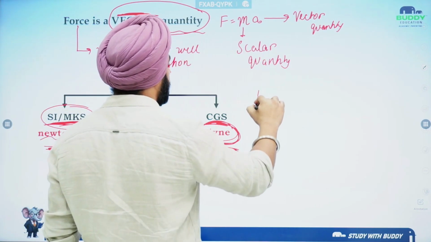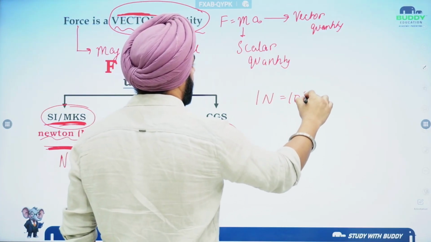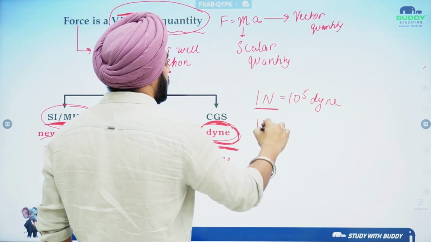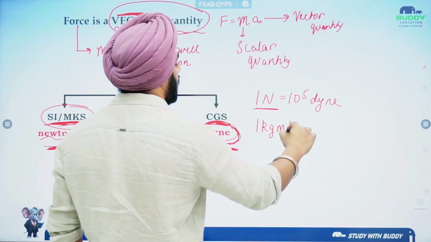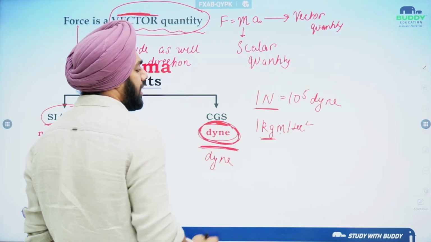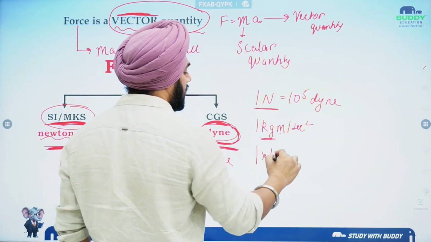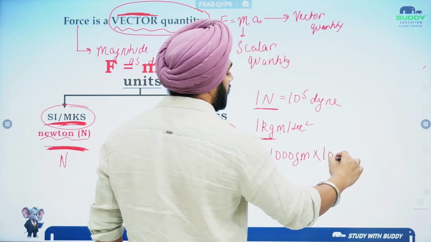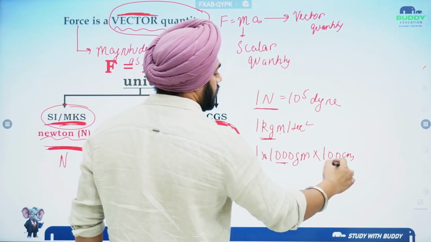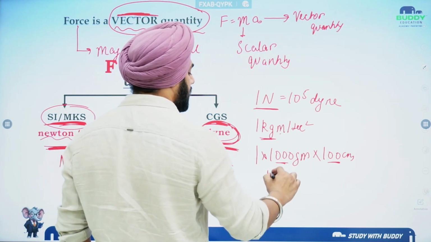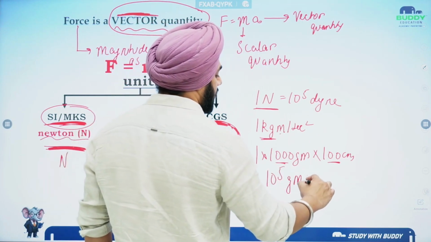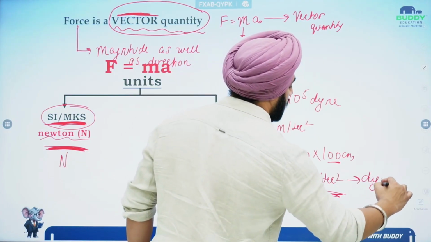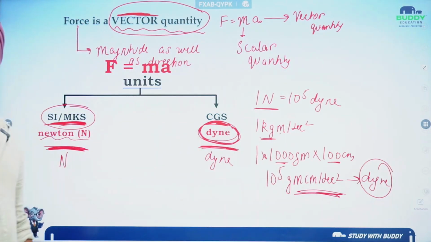I also told you the relation, 1 Newton is equal to 10 to the power 5 dyne, because here 1 Newton will convert into 1 kilogram meter per second square, right? And if we want to convert kilogram and meter, it is 1 into 1000 gram, and meter is 100 centimeter. So it will become 10 to the power 5 gram centimeter per second square, and gram centimeter per second square is the dyne. Got my point? This is how the relation is.